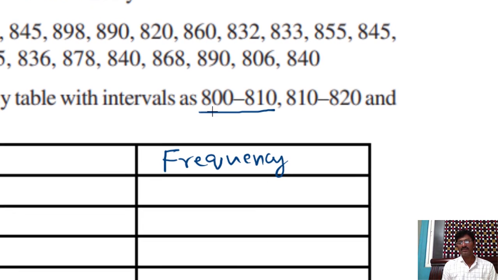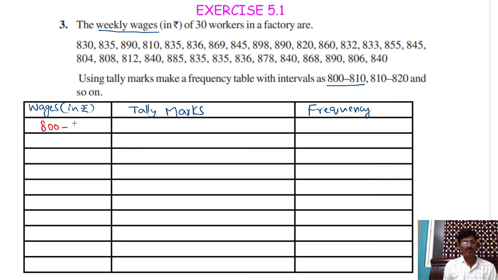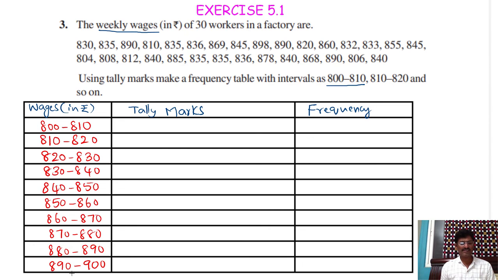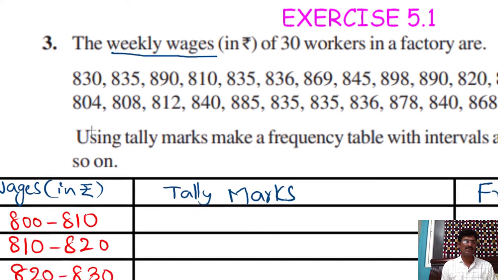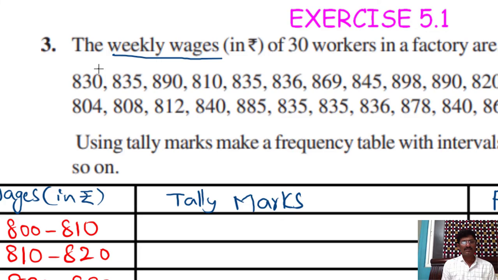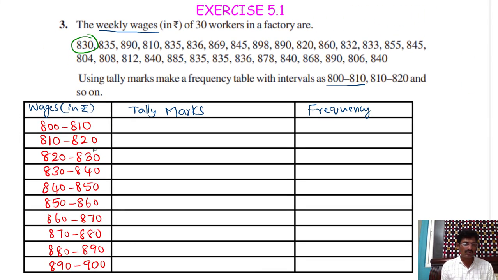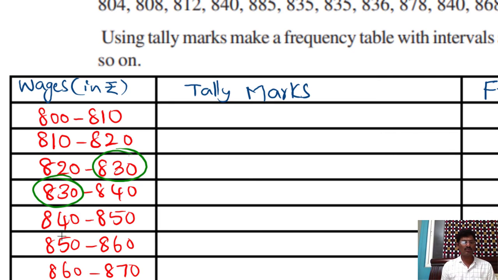Now the intervals are 800 to 810, then 810 to 820. The last one is 890 to 900. Now look at the values. First value is 830. We have two 830s, here and here. Into which class does this 830 belong? To avoid confusion, mathematicians made a convention that the value goes into the upper class. So whenever we write tally marks, this 830 we have to put in this class.